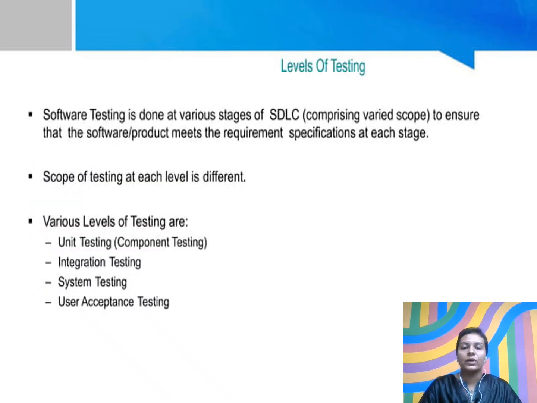Levels of testing. Before going to the levels of testing, let's see what is software testing. Software testing is done at various stages of the software development lifecycle. SDLC is nothing but the software development lifecycle, to ensure that the software product meets the required specifications at each stage. The scope of testing at each level is different in software testing. Various levels of testing are unit testing, integration testing, system testing, and user acceptance testing.